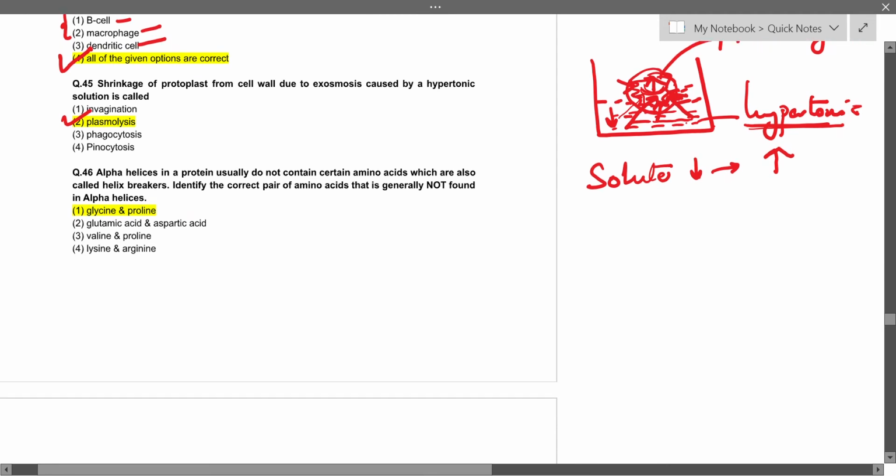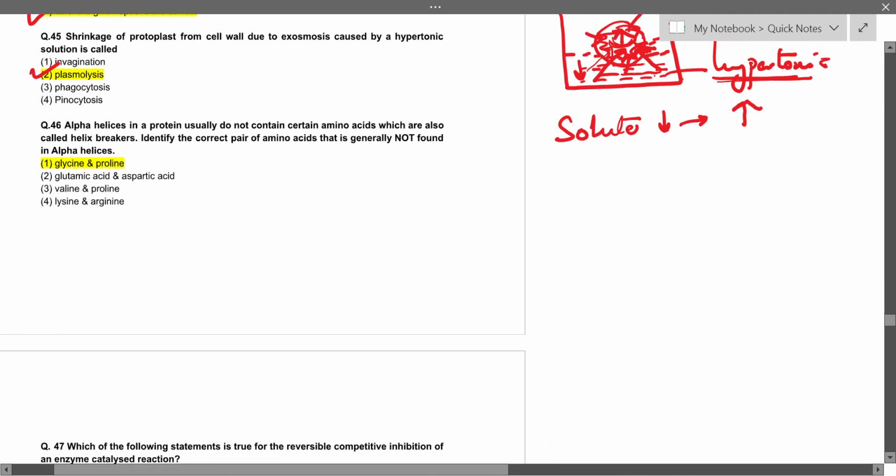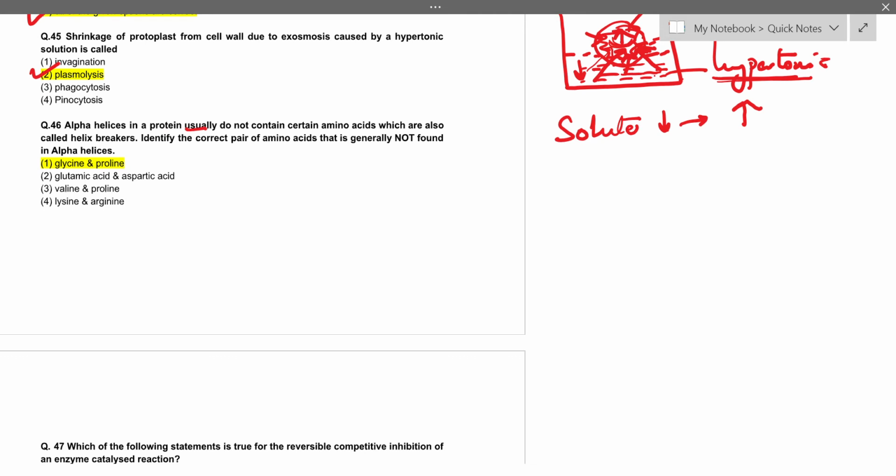Yes, coming to the next question. Alpha helices in the protein usually do not contain certain amino acids which are called alpha breakers. Identify the correct pair of amino acids that is generally not found in alpha helices. So here the answer is glycine and proline.